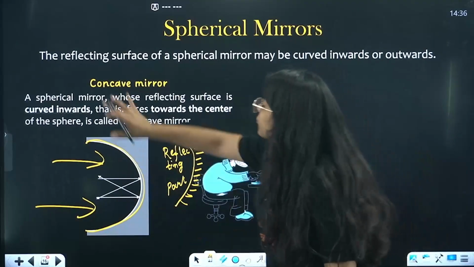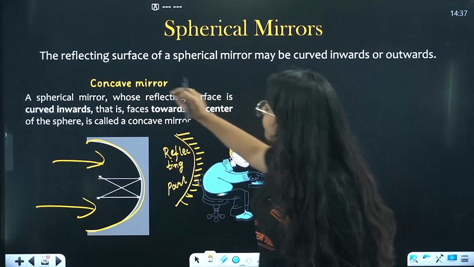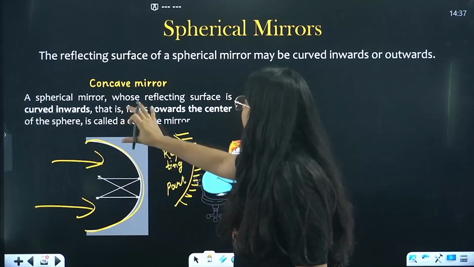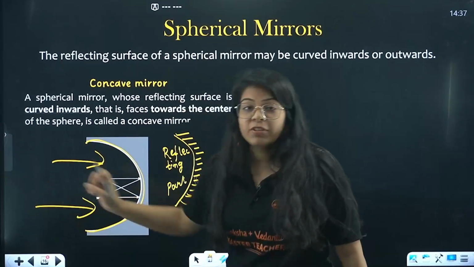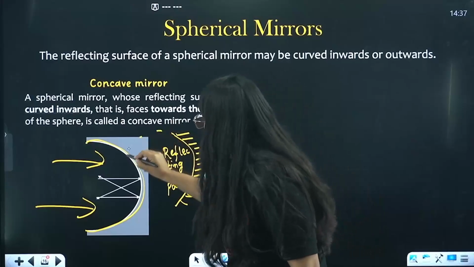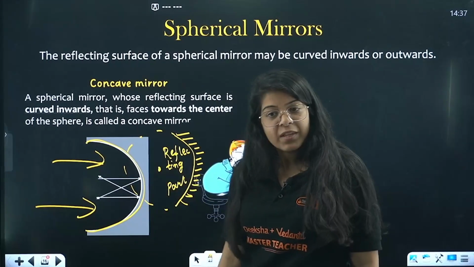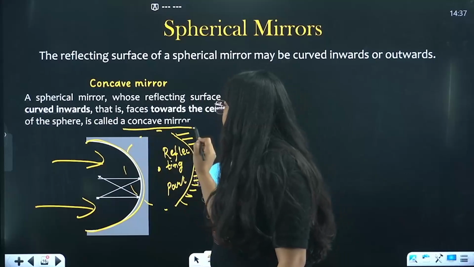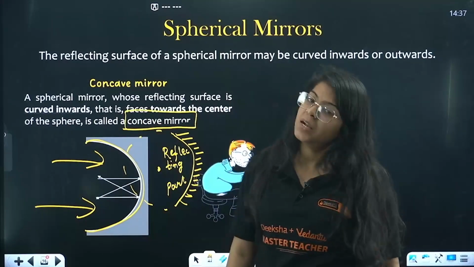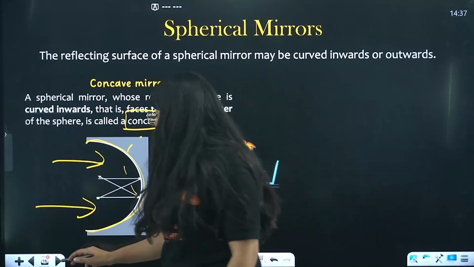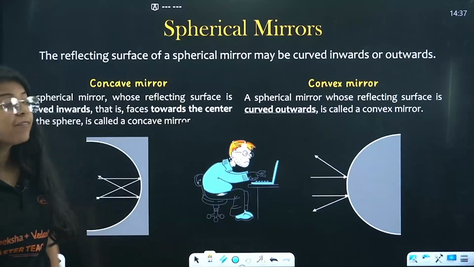Done. The spherical mirror whose reflecting surface is curved inwards, that is, faces towards the center of the sphere. If we complete the sphere, this faces the center of the sphere, right? So it is called a concave mirror. Understood? Next beta we have the convex mirror. The second one is the convex mirror.